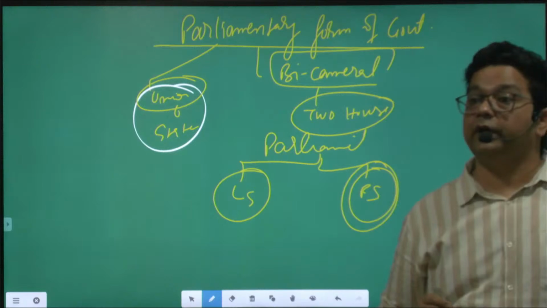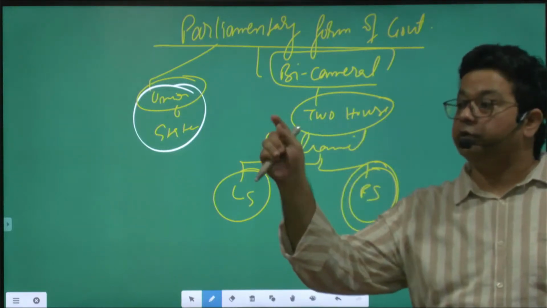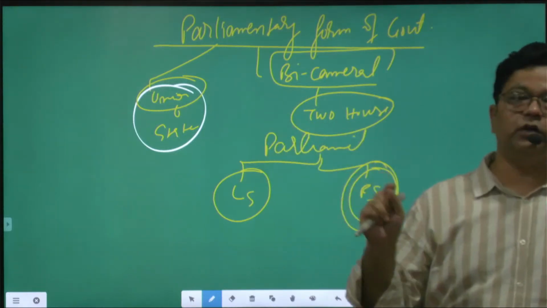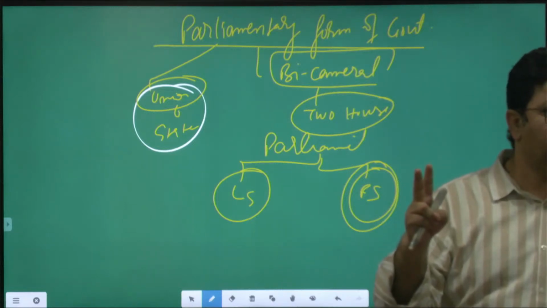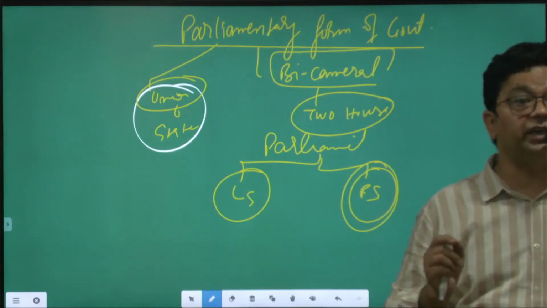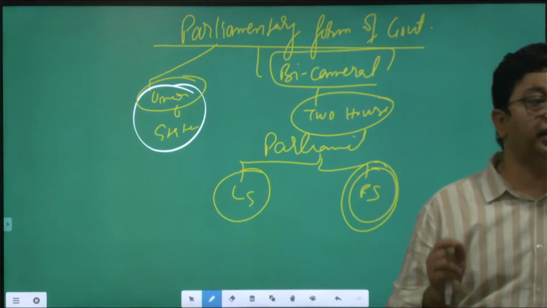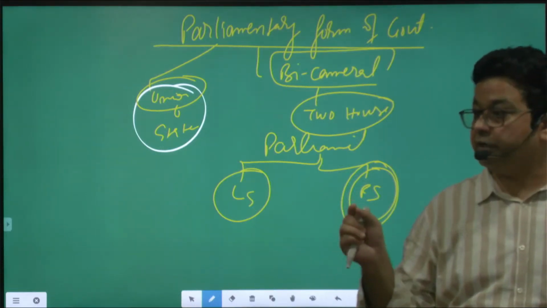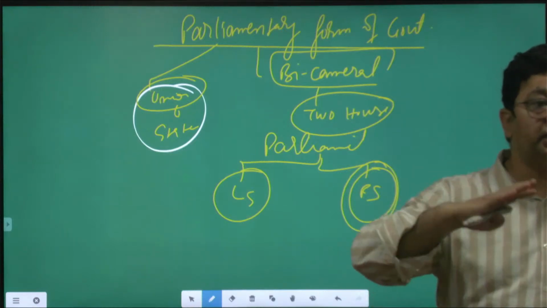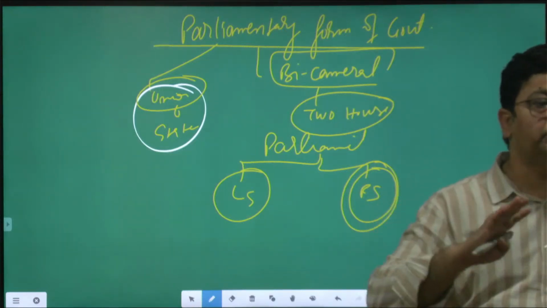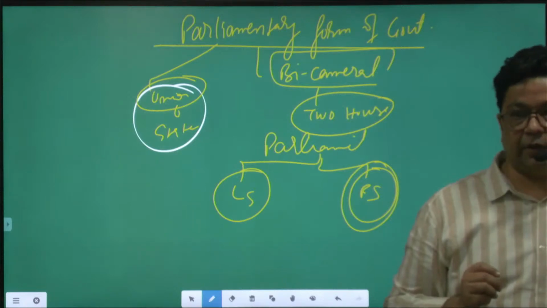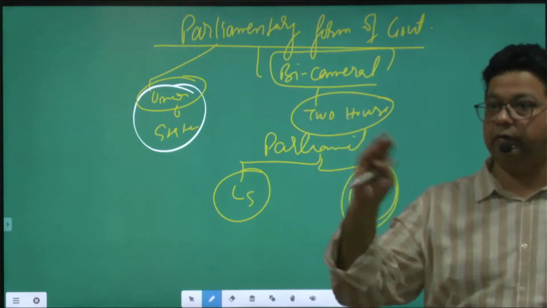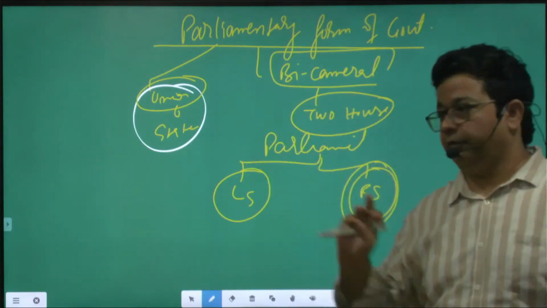Similar to the Senate of the USA. The Senate also has two houses, right? The upper house is known as the Senate. The Senate is the representative of states in the parliament. But there is a difference between the Indian upper house and the USA's upper house, which we will see when we discuss it in detail.